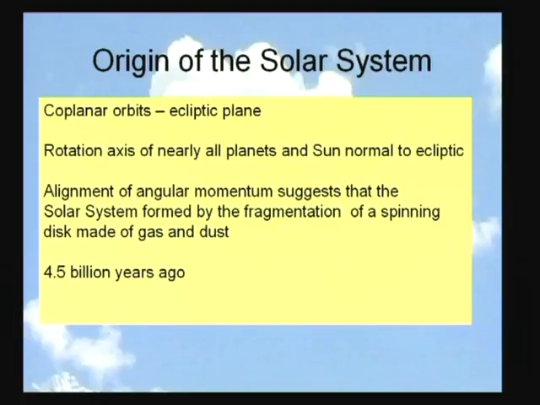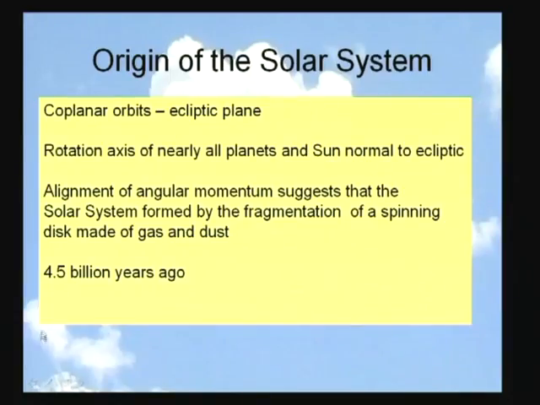So, the fact that the angular momentum of nearly all the objects in the solar system are aligned seems to suggest that the entire thing formed by the fragmentation of a spinning disk of gas. Okay. And the entire process is believed to have occurred 4.5 billion years ago. That is the estimated age of the solar system. This age has been estimated from the study of the abundance ratio of radioactive isotopes in the solar system, meteorites, etc.